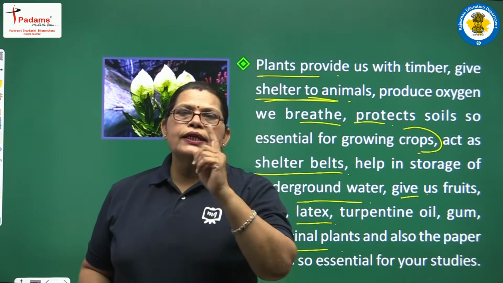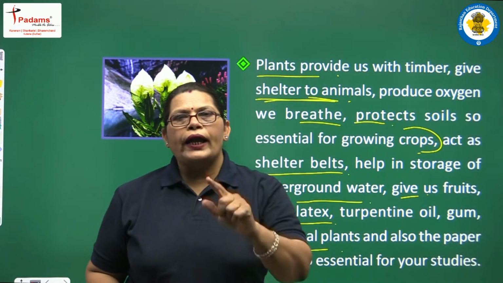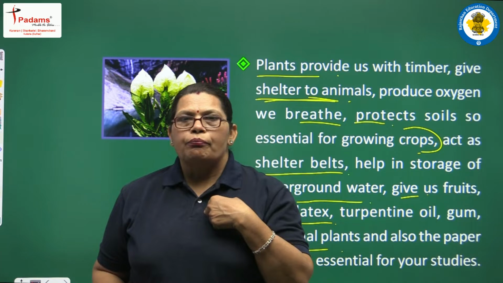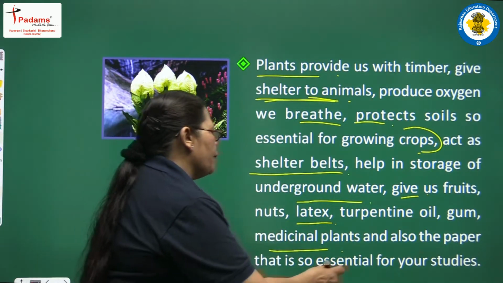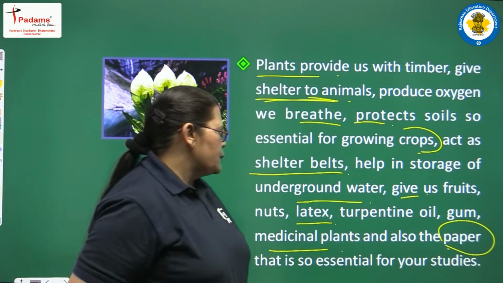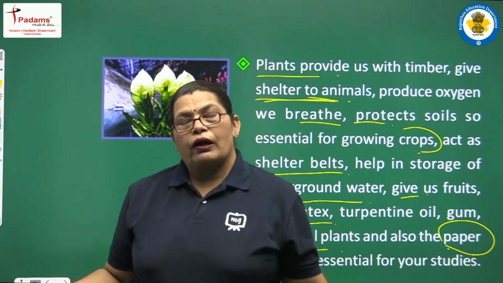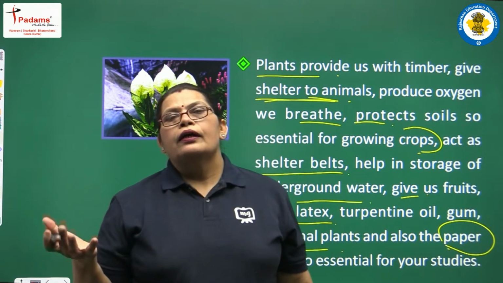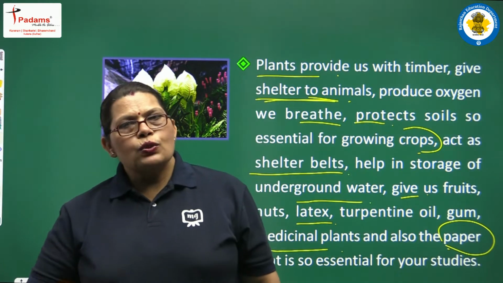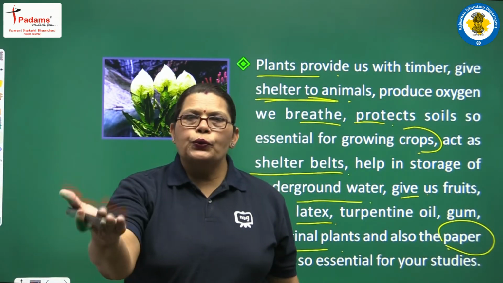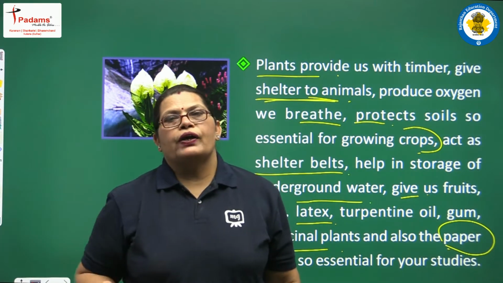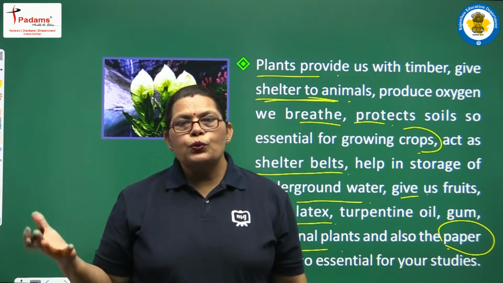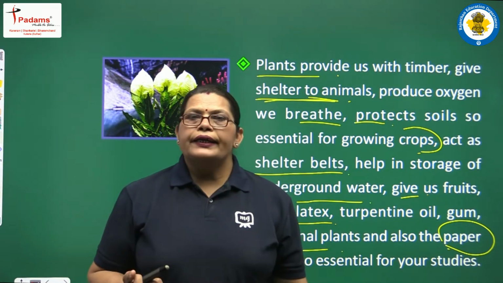But how are plants useful for you and me? Yes, plants also help you and me, because we are using papers, and all these papers are essential for our study material, and all these papers are made up of different parts of plants. So plants are essential for you and me also, because we are taking breath, we are taking oxygen, we are taking nuts, fruits, and animals are taking shelter under plants.